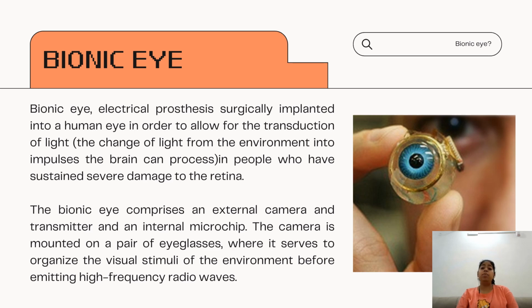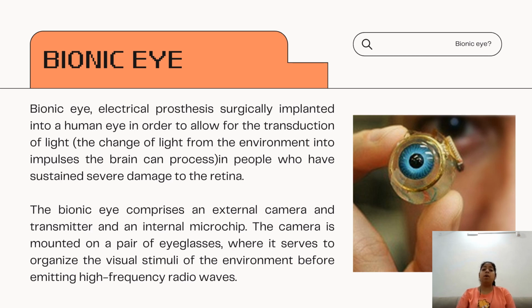The last topic that we will be covering in this video is the bionic eye. Bionic eyes are electrical prosthetics surgically implanted into the human eye in order to allow the transduction of light, that is, the change of light from the environment into pulses that the brain can process, in people who have sustained severe damage to the retina. The bionic eye comprises an external camera and a transmitter, and an internal microchip.